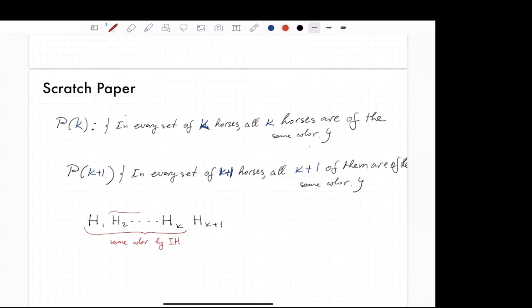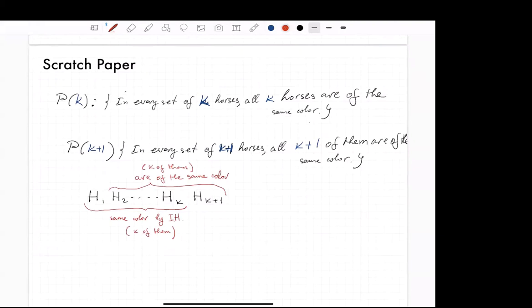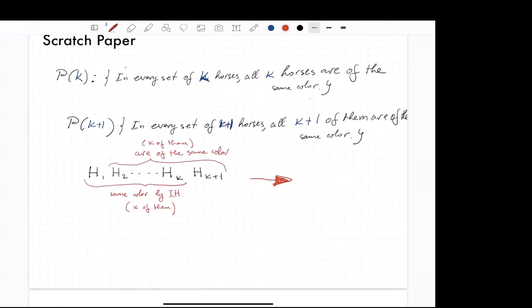By the inductive hypothesis, I have K horses, K of them. So these are also K of them, starting from H2 up to K plus 1, and they are of the same color. So this implies that all of them, H1 through H K plus 1, are of the same color.